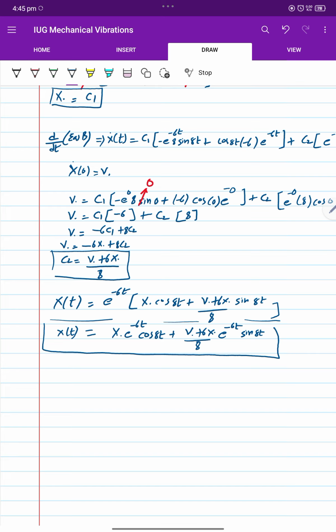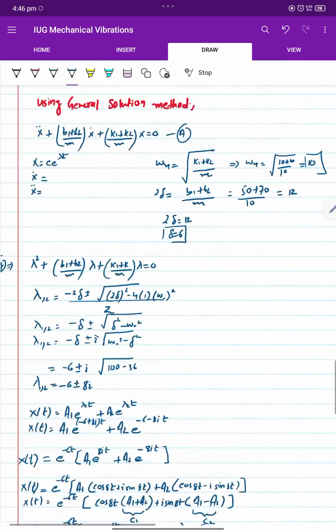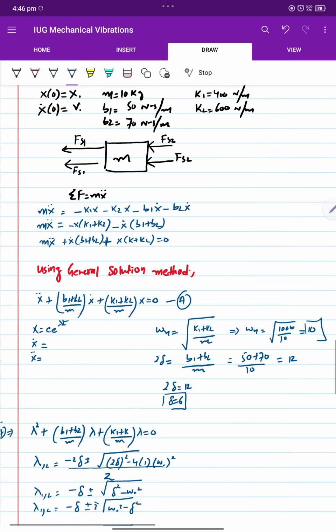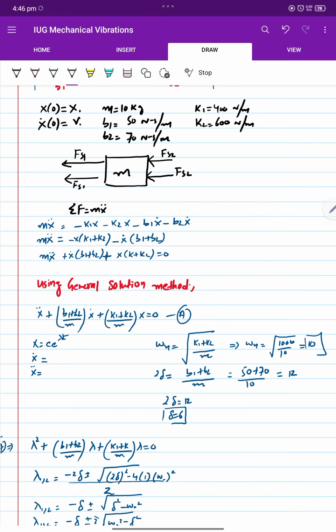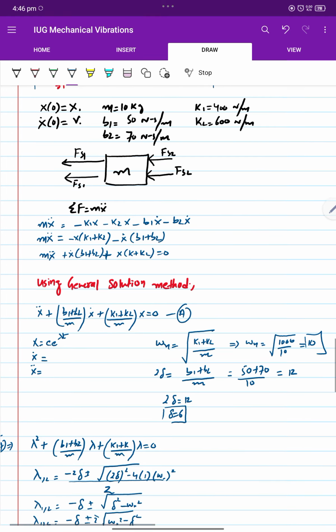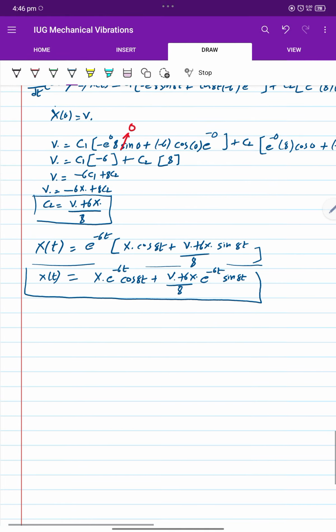So this is the solution using the general solution method. Now what we can do is try the same solution using the Laplace transformation. I'm not going to repeat all the steps because we know the differential equation we have here, so we can jump directly to the Laplace transformation.